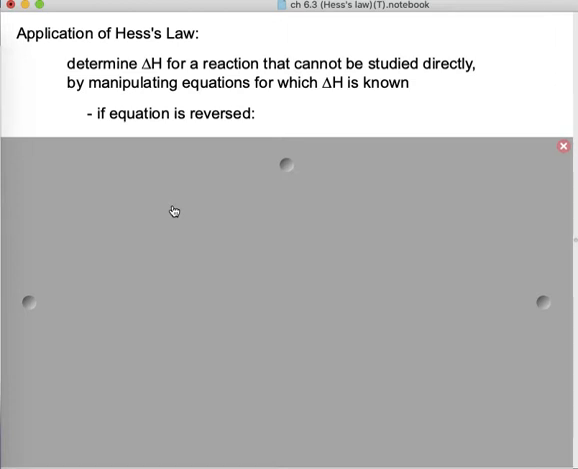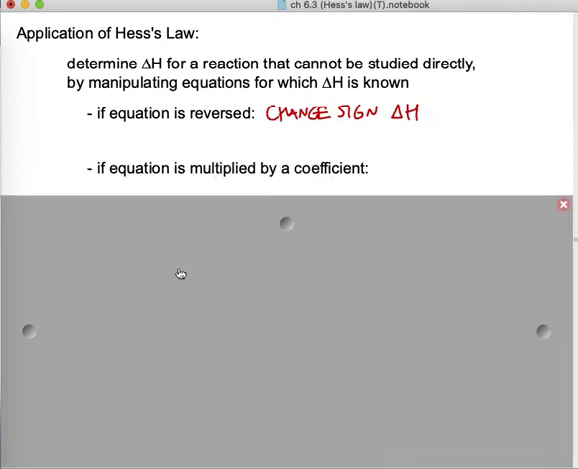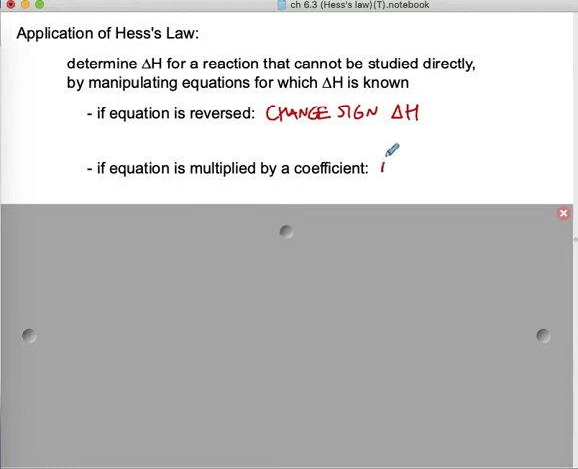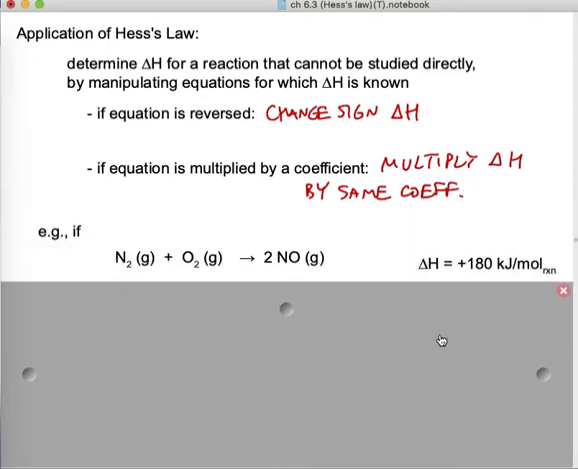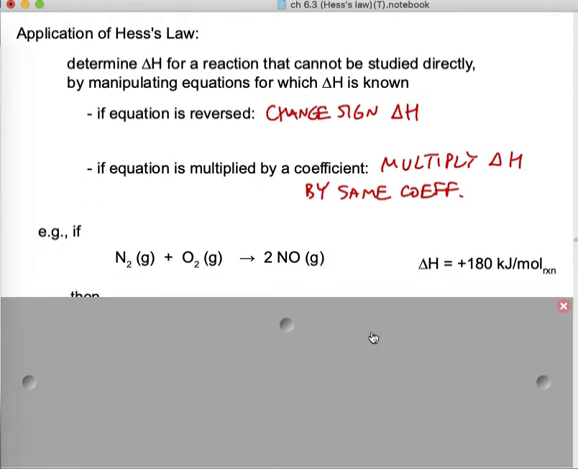Well, if we reverse the equation, we have to change the sign on delta H. Okay? If a reaction is endothermic in the forward direction, it must be exothermic in the reverse direction. If the equation is multiplied by some coefficient, we have to multiply delta H by the same coefficient. So, for example, we said that the combustion of N2 and O2 to form 2NO is endothermic. It has an enthalpy change of positive 180 kilojoules per mole of reaction.